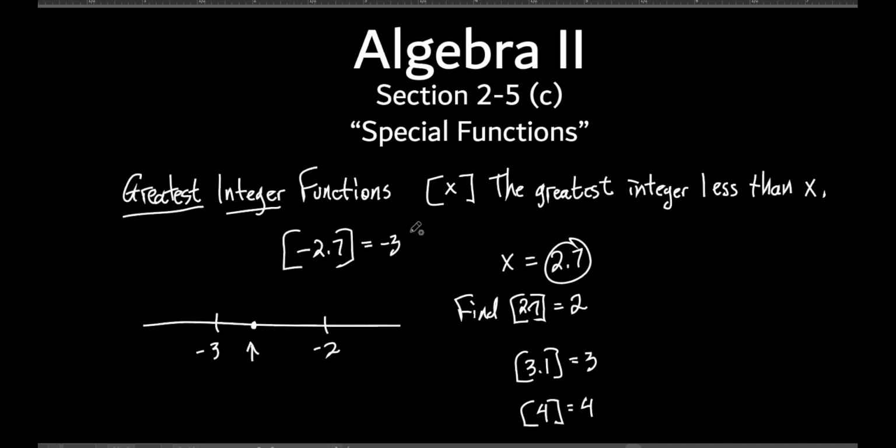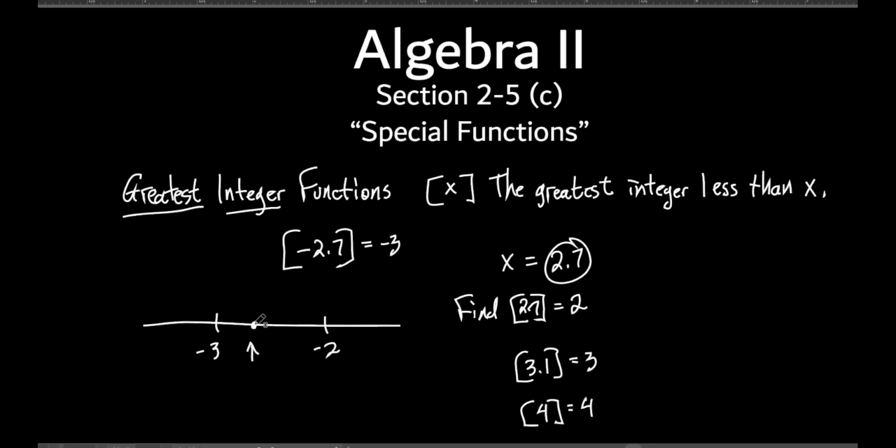Does that make sense? That sometimes can be a little confusing, because if it was positive 2.7, what would you say? You'd say 2. You follow me on that? So it's the integer that's just to the left of whatever number I'm telling you.